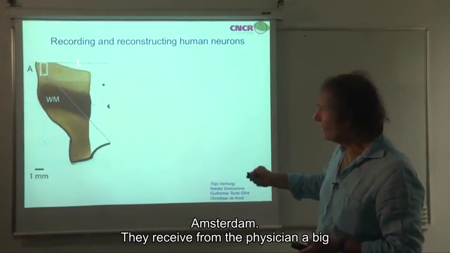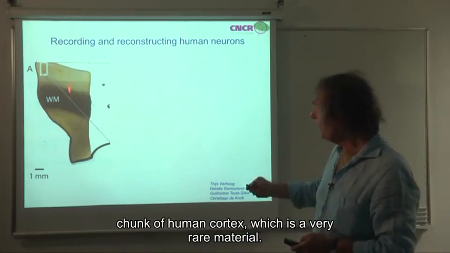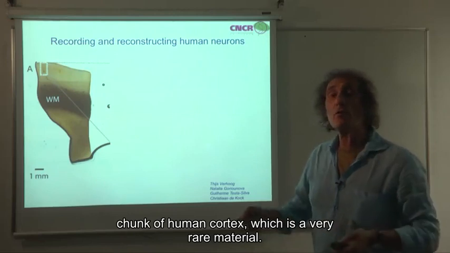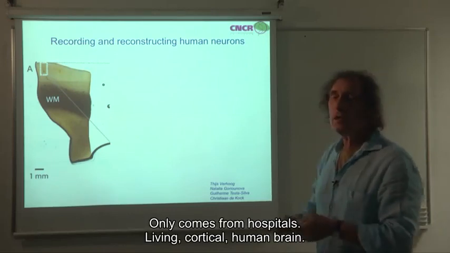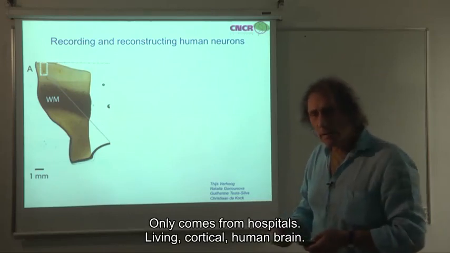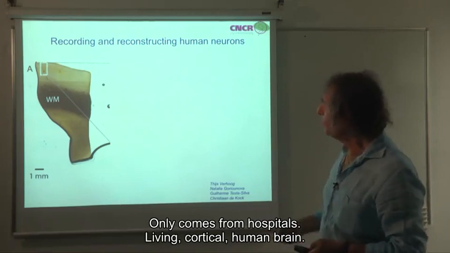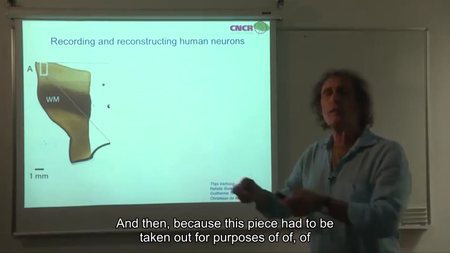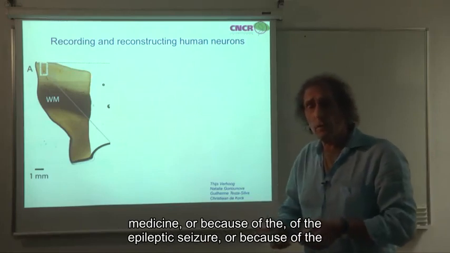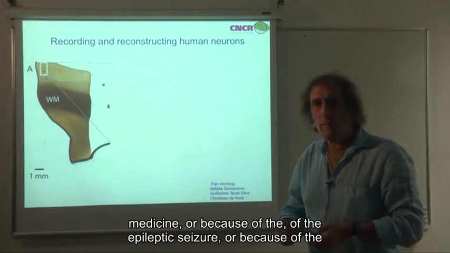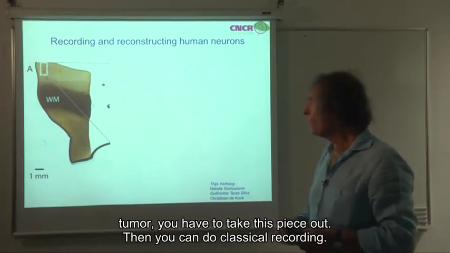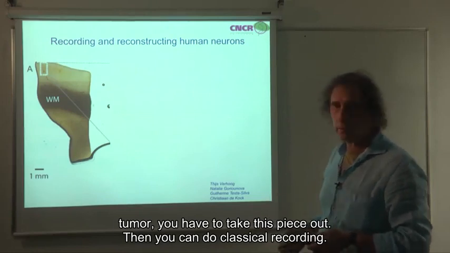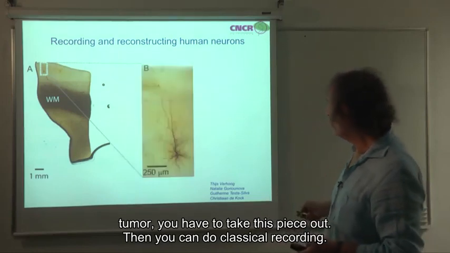They receive from the physician a big chunk of human cortex, which is a very rare material, only comes from hospitals, living cortical human brain, and then, because this piece had to be taken out for purposes of medicine, or because of the epileptic seizure, or because of the tumor, you have to take this piece out. Then you can do classical recording.